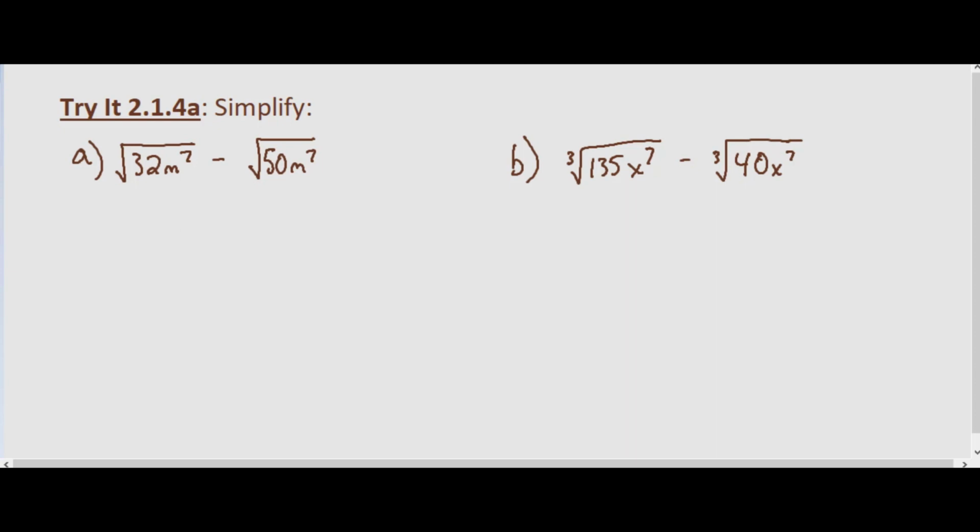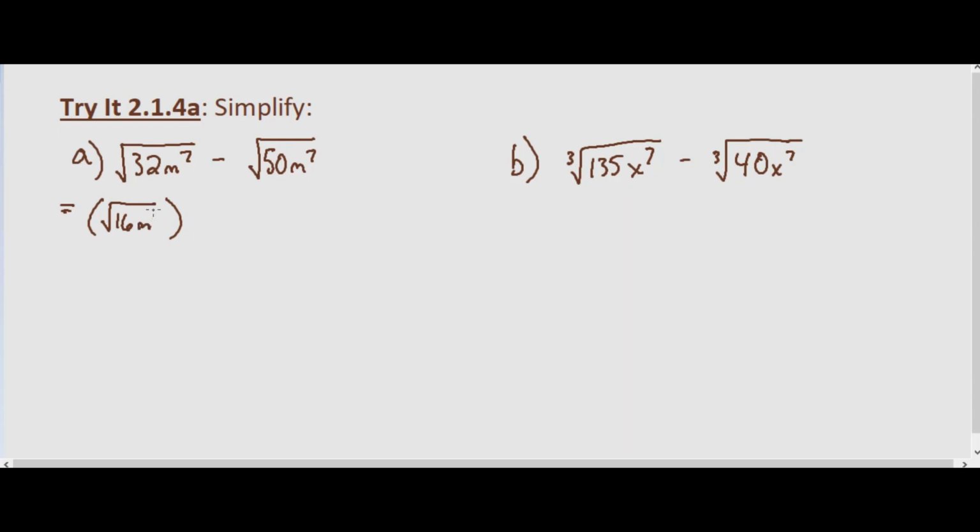With our first problem, part A, we're given the square root of 32m to the 7th minus the square root of 50m to the 7th. So let's first off factor out any perfect squares. So what is the largest factor that is a perfect square? Largest factor of 32 that's a perfect square would be 16.